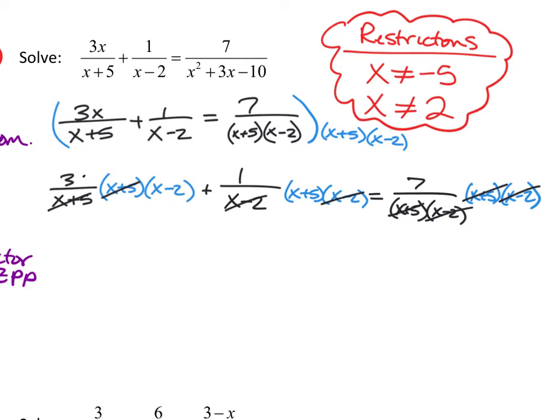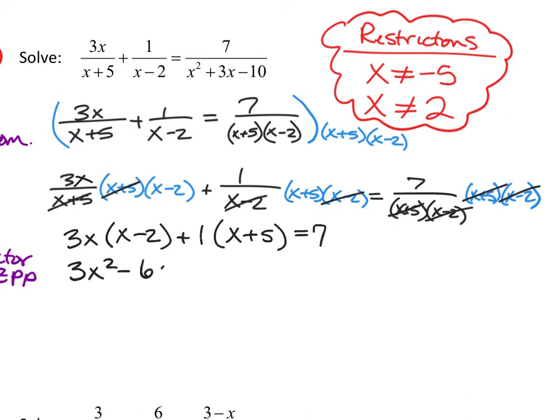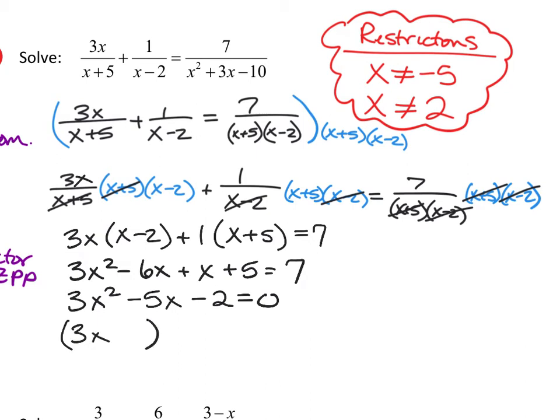And I definitely forgot my x here, but here we go. So now what we have left is 3x times (x - 2) plus 1 times (x + 5) equal to 7. Distribute, this is 3x² - 6x + 1x + 5 equal to 7. I'm going to combine like terms and move that 7 over at the same time because we can handle doing two steps at once. This is 3x² - 5x - 2 equal to 0. And again, because it says equal to 0 and that's what I want, I can factor this.